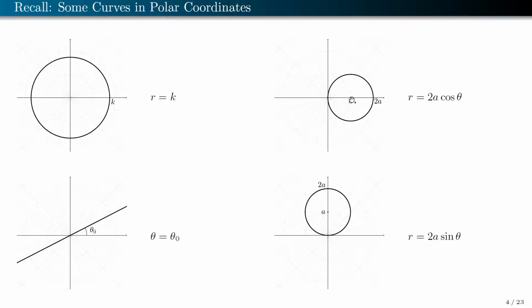Pag meron tayong circle na yung center naman nasa x-axis, tapos at the same time tangent siya sa y-axis, ang equation ng mga ganong circle ay r equals 2a cosine theta, where a is yung location ng center sa x-axis, pwede rin yung a yun yung radius ng circle. Similarly, r equals 2a sine theta kapag yung circle centered somewhere sa y-axis, tapos tangent siya sa x-axis. This time yung a ay yung location ng center sa y-axis, and yun din yung radius ng circle.